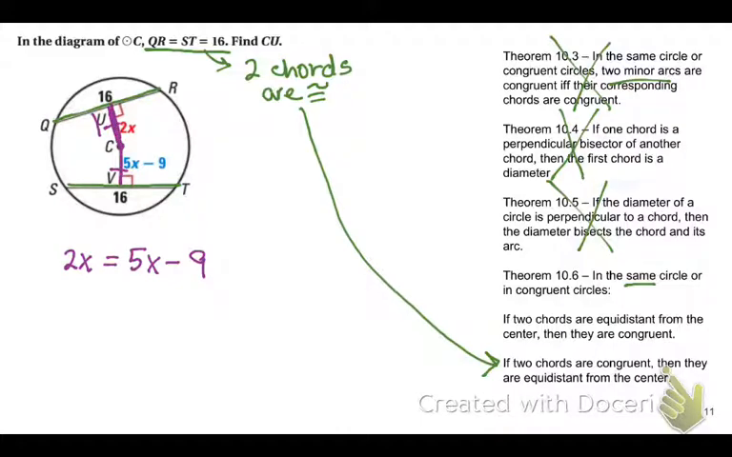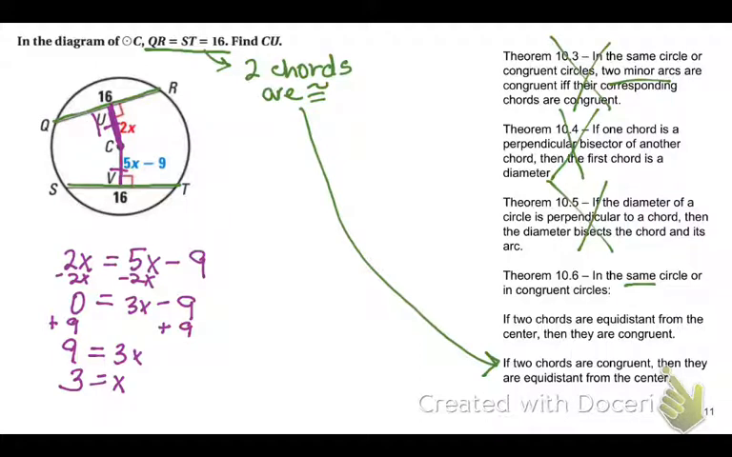Obviously we have to solve for x, so let's put the x's all on one side, and I'm going to make them positive, so I'm going to subtract 2x from this side and 2x from this side. I end up with 0 equals 5 minus 2, which is 3x minus 9. I'm going to add 9 to this side, add 9 to this side. 9 is equal to 3x. x is equal to 3.